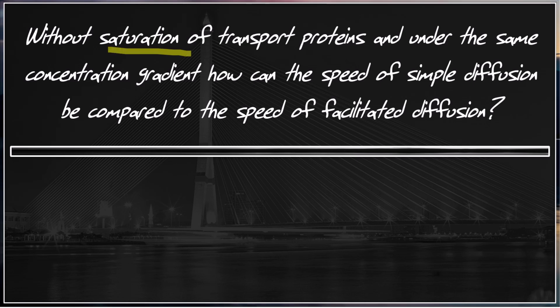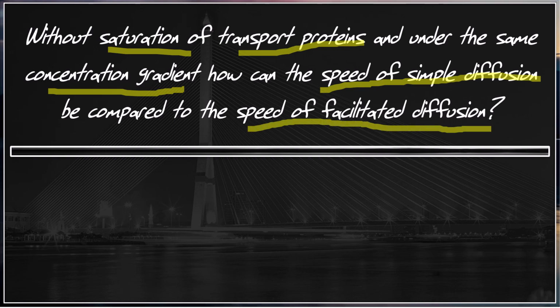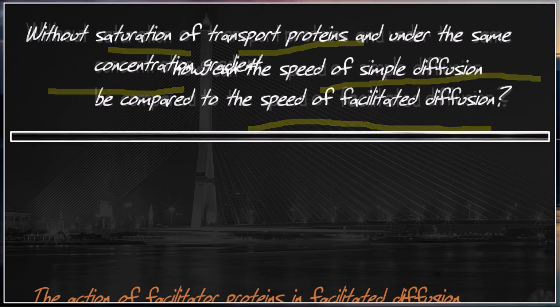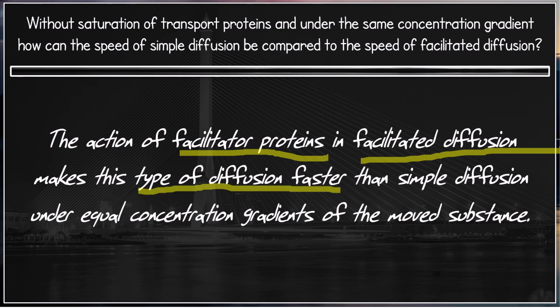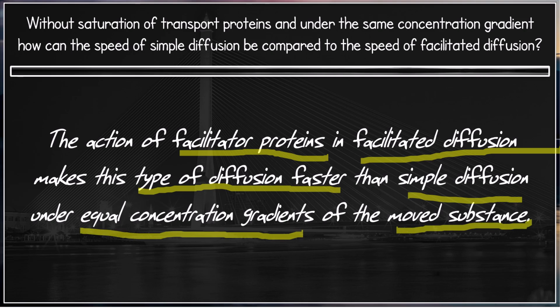Without saturation of transport proteins, under the same concentration gradient, how can the speed of simple diffusion be compared to the speed of facilitated diffusion? The action of facilitator proteins makes this type of diffusion faster than simple diffusion under equal concentration gradient of the moved substances.